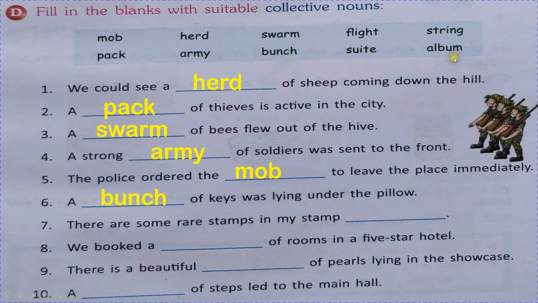There are some rare stamps in my stamp album. Children, for stamp we will write album, stamp album. We booked a suite of rooms in a 5-star hotel. Okay, for rooms we write, children, suite. Okay, suite of rooms. There is a beautiful string of pearls lying in the showcase. So for pearls, you can write string, a string of pearls. A flight of steps led to the main hall. So what is left? A flight of steps led to the main hall.